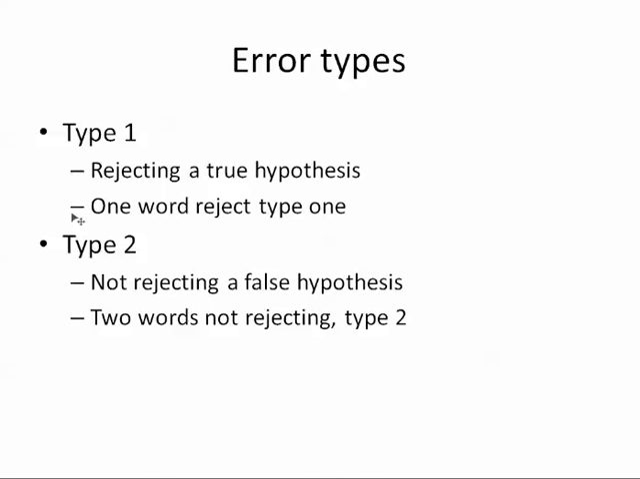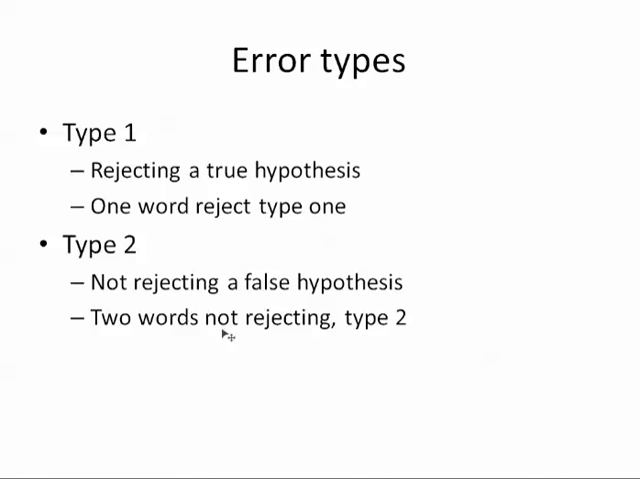Now, how do you remember whether it's a type 1 or a type 2 error? If you see the words rejecting a true hypothesis, it's one word, reject. It's a type 1. Type 2, not rejecting a false hypothesis. Not rejecting, 2 words. That's how you'd know it's a type 2 error.